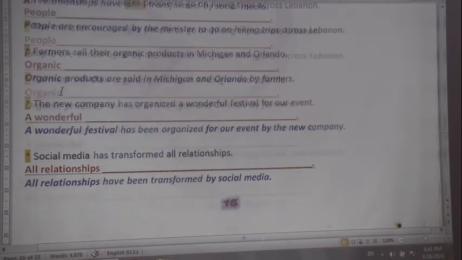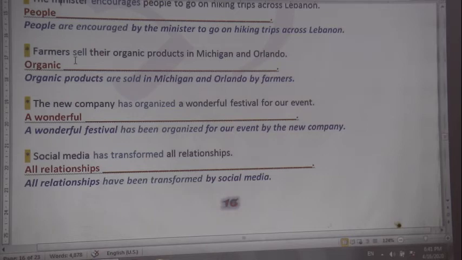Now another one for you. Farmers sell their organic products in Michigan and Orlando. Again, farmers sell their organic products in Michigan and Orlando. Now, organic, pay attention, dear students. Here we don't have the object, and this sentence was a question in a final exam one day, so pay attention. Here organic is the adjective, and first of all we need to add the object, which is products, the noun.